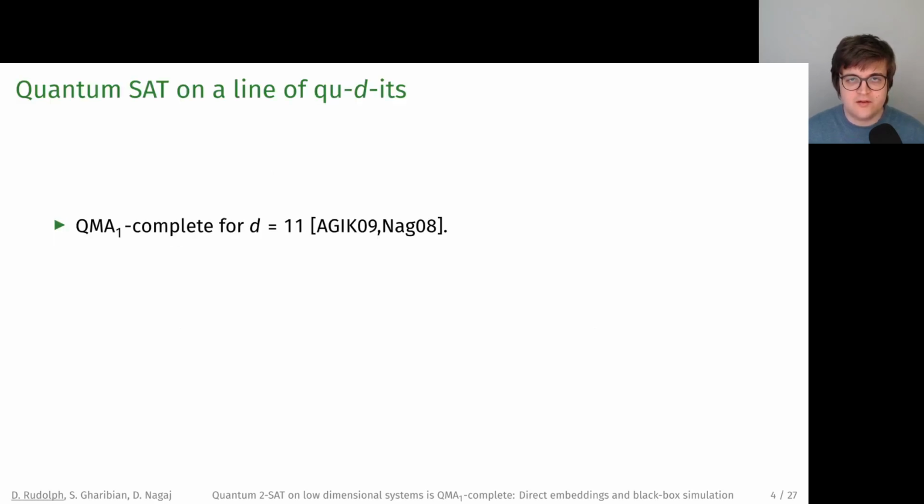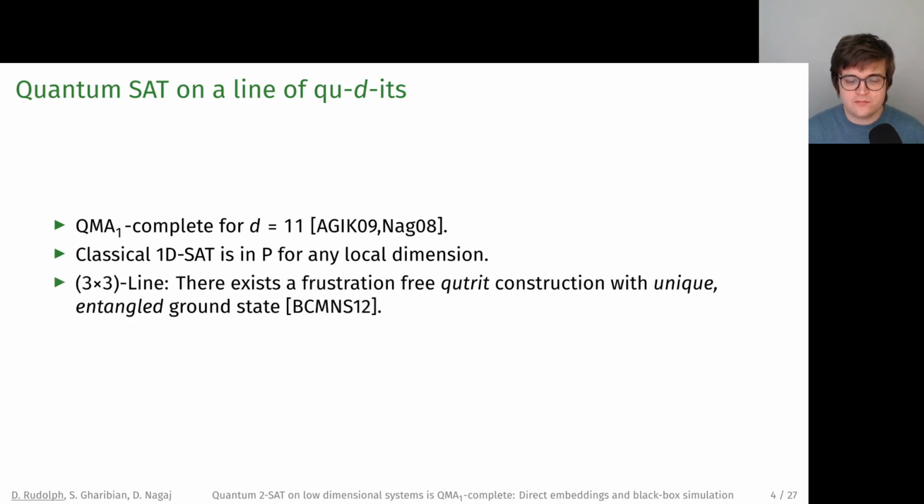We also look at quantum SAT on a line of qubits. We know it is QMA1-complete for d equals 11, shown by Aharonov and others. And classically, 1D SAT is in NP for any local dimension. We know also that on a line of qubits, which here we also call 2x2 line, there exists a frustration-free qubit construction with a unique entangled ground state by Bravyi and others. So we don't know whether the line of qubits is hard, but at least we know that it can embed an entangled ground state.